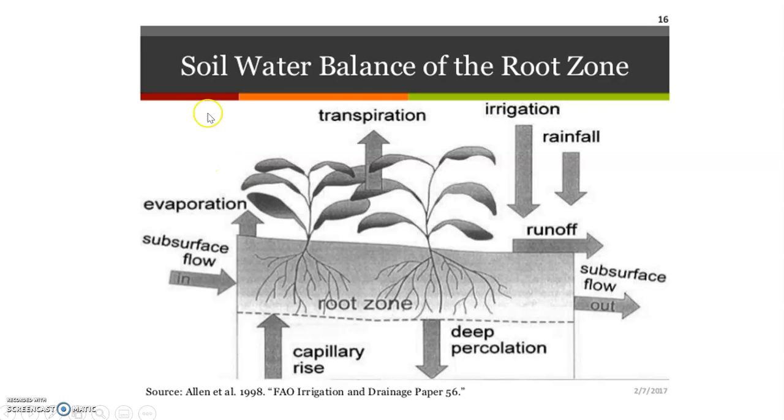So this is the soil water balance of the root zone. When rain occurs, generally there is deep percolation and runoff. What is deep percolation? When rain occurs, some water gets infiltrated into the soil and then enters the groundwater, so that the groundwater will increase. And runoff means some water runs off along the surface, so that's called runoff.